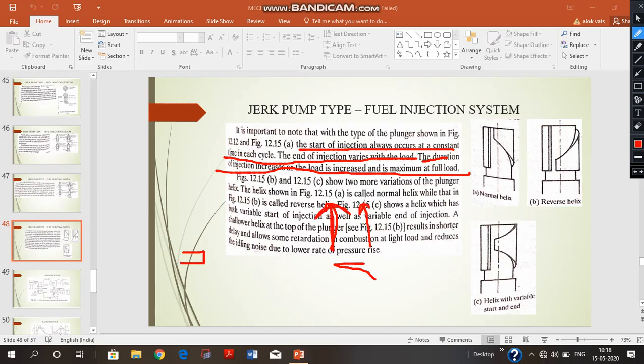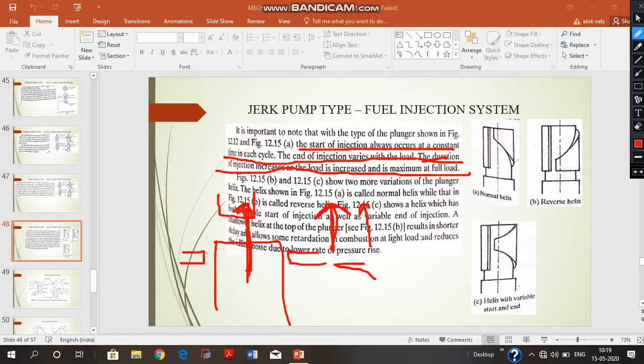This is the inlet port, delivery valve, spill port and the plunger. The time for which the injection takes place increases as the speed or the load increases. This is a very important fact which we have to remember, and it's a very important process also. And here we can see that the start of the injection always occurs at a constant time. It is only the end which we vary with the load.